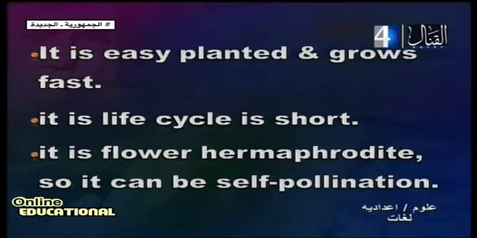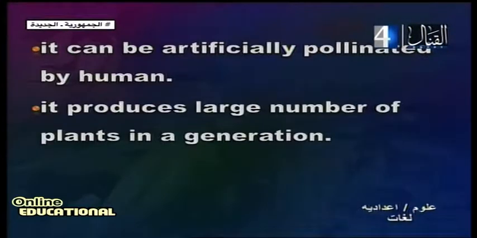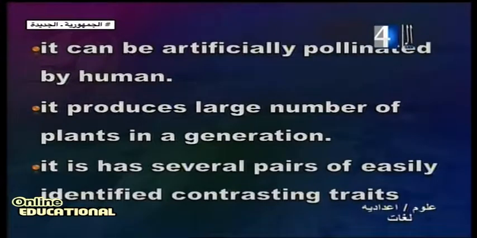Its flower is hermaphrodite, so it can be self-pollinated, and it can also be artificially pollinated by humans. Another reason: it produces a large number of plants in a generation. It has several pairs of easily identified contrasting traits.